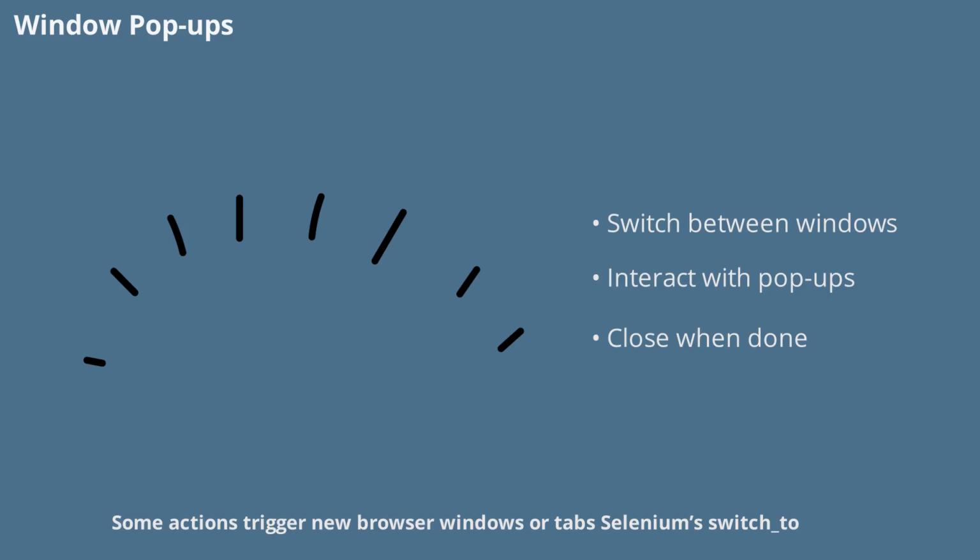Some actions trigger new browser windows or tabs. Selenium's switch to window method lets you switch between windows, interact with elements, and close pop-ups when done. This is essential for testing workflows that involve multiple windows, such as payment gateways or third-party logins.